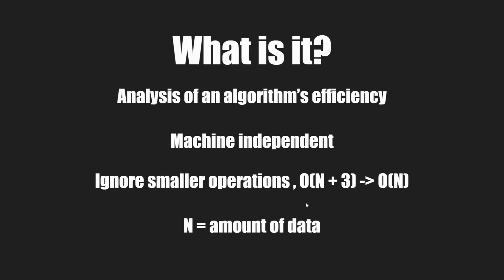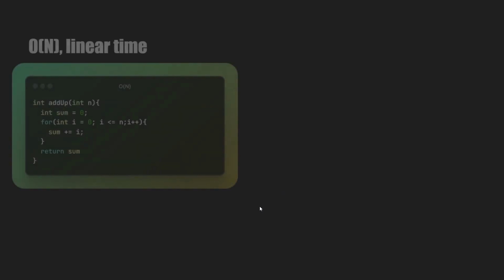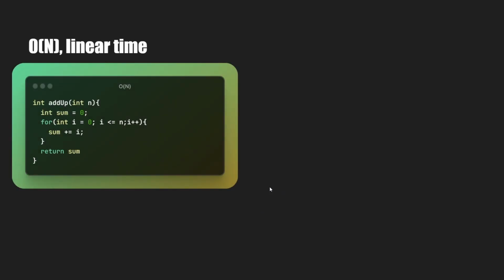N is also the amount of data. So remember, big O notation we are using to analyze the algorithm's efficiency as data increases, where data is then n. So let's take up an example. So let's say we have a function. We call it add up, and we simply pass in a parameter n, and in this function we just add up to that number n.